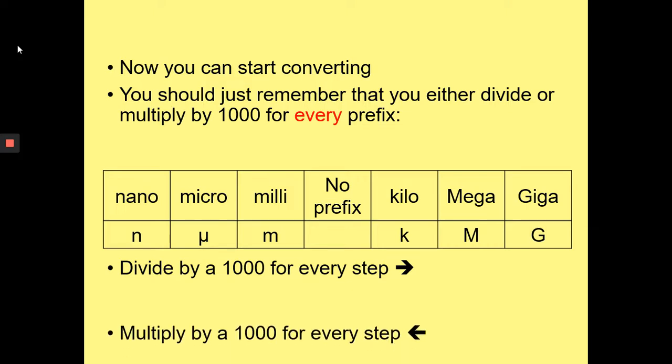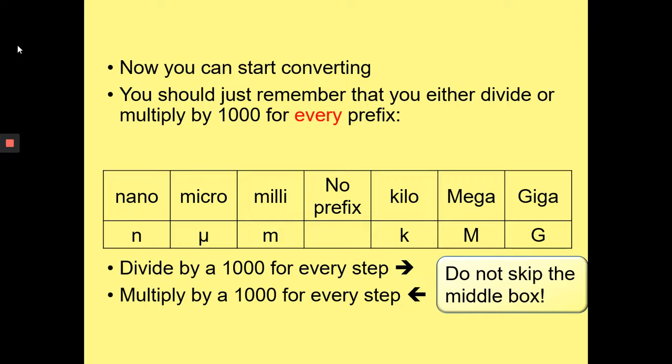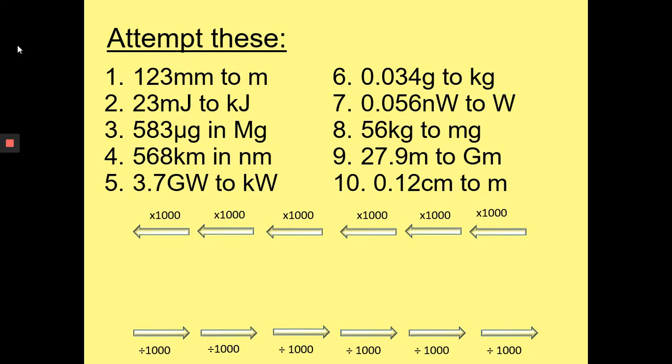Okay? Same if I go the other way. So let's say I have no prefix of just a meter, and I want to change that to millimeters. So I need to multiply that by 1000. Okay? But if I want to change that into micrometers, I need to do 1 meter times 1000 times 1000 again. Always remember, do not skip that middle box where there's no prefix. That's just as important as all the rest.